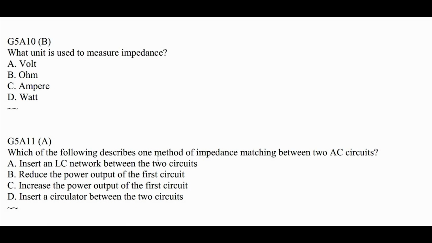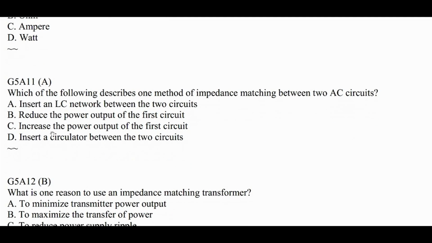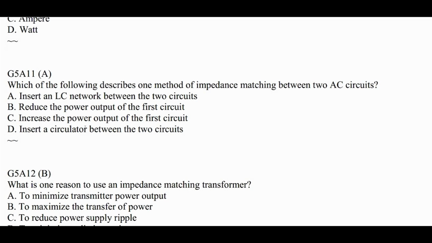G5A11. Which of the following describes one method of impedance matching between two AC circuits? And that would be, you put an LC network. Think of a matching network, could be like an antenna tuner, between the two circuits to match the impedances. So there'd be inductance and capacitance.